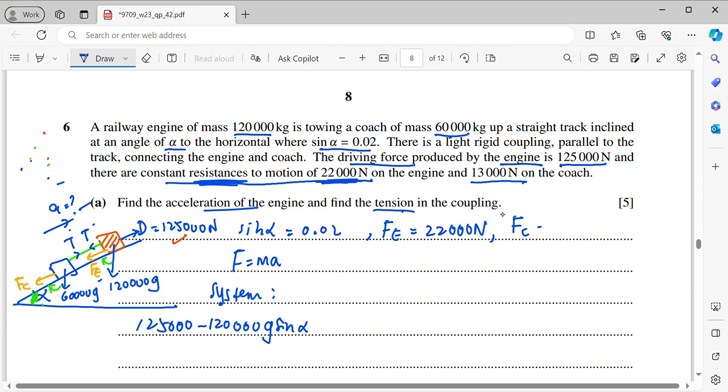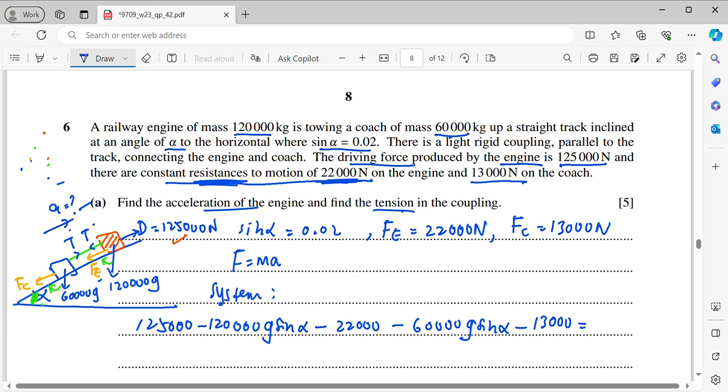And then the FC is 13,000. So I minus the FE first. So the FE is 22,000. Then I resolve the weight of the coach, which is 60,000 g sine alpha. Okay, because all these are in the opposite direction of the D. Then I minus the FC, 13,000. Alright, so then now equals to MA.